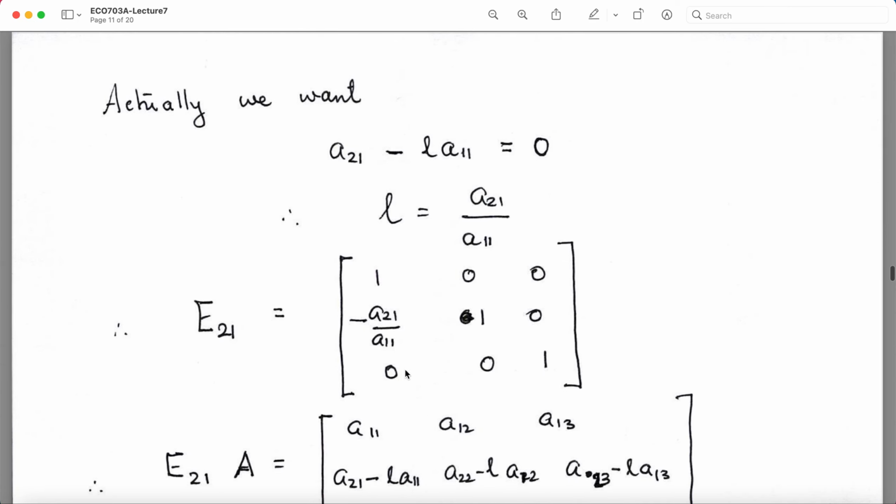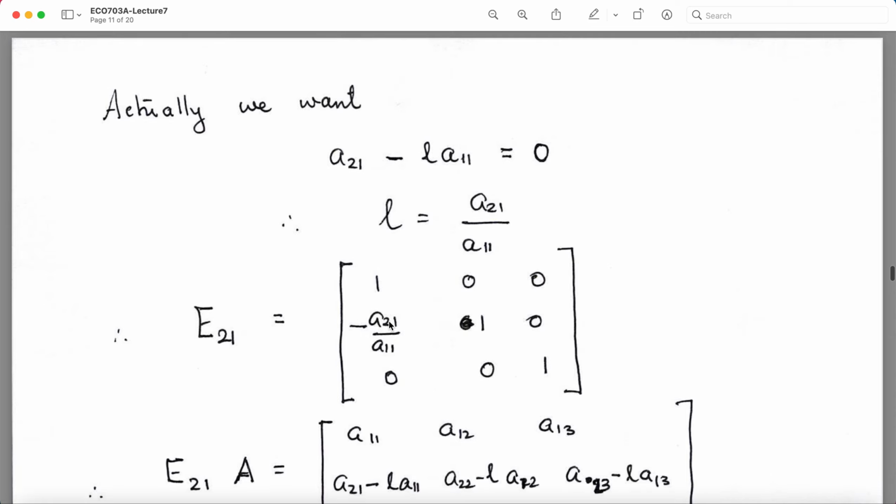The next part, so actually we want this to be 0. So L is equal to A21 by A11. So my elementary matrix that I have to choose is, here J is equal to 1. So J plus 1 is equal to 2, right? So if J is equal to 1, then you have to take J plus 1 by, here you have taken A11. A11 means this one. So if I have AJJ, I should take this to be AJJ.